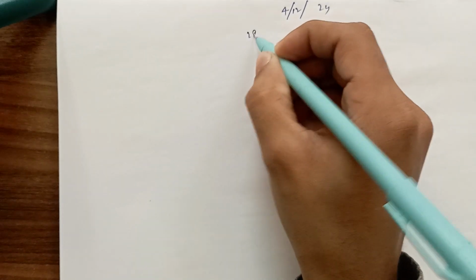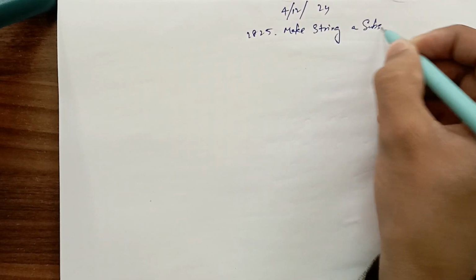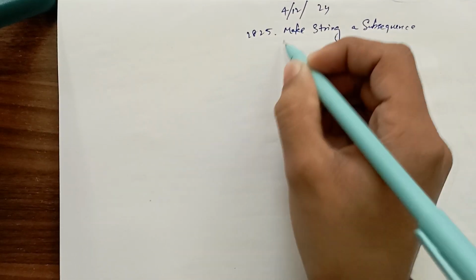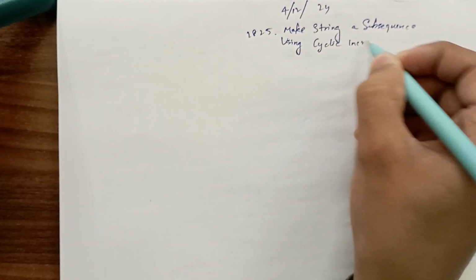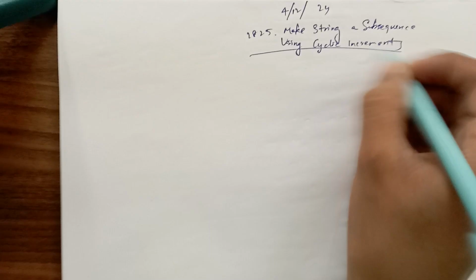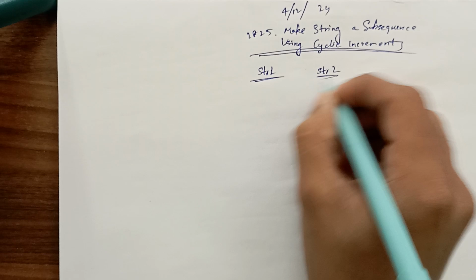Hello everyone, let us now discuss today's LeetCode POTD problem. 2825, Make String a Subsequence Using Cyclic Increments. So here in the question we are given two strings, string 1 and string 2.